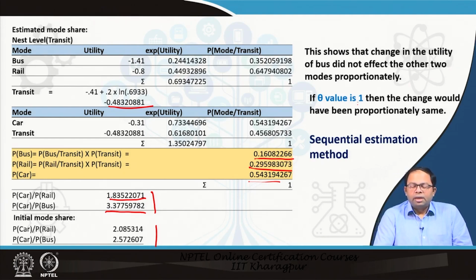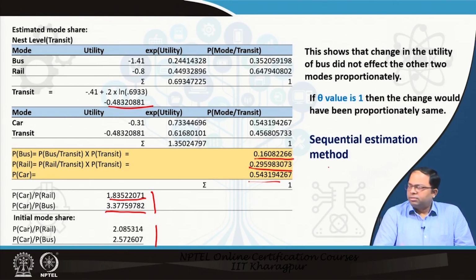However, if the scale parameter theta is 1, you can just substitute these values with 1. I have already done that, but I have not shown it here. If you substitute by 1, then the change would have been proportionally the same. As we have discussed, when the theta value assumes 1, the nested logit model becomes an MNL model, and you will see that the change would be exactly in the same proportions.